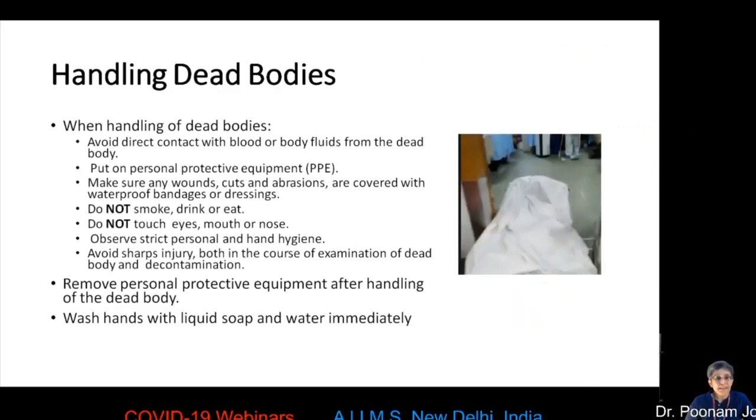Finally, handling the dead bodies. When handling of dead bodies is concerned, we have to avoid direct contact with blood or body fluids from the dead body. Put on personal protective equipment. Make sure that if a healthcare professional has any wounds, cuts or abrasions, they are covered with waterproof bandage or dressings. We are not supposed to be eating, drinking or smoking near the dead body. Do not touch your eyes, mouth or nose. Observe strict personal and hand hygiene. Avoid sharp injuries which can occur during the course of examination of the dead body and decontamination. Remove personal protective equipment after handling of the dead body. Wash hands with liquid soap and water immediately.